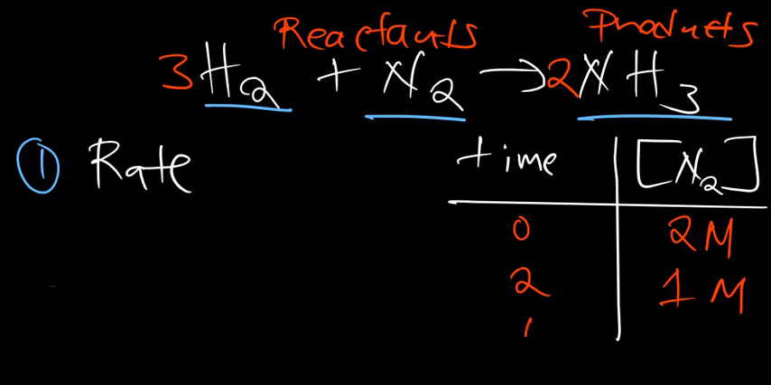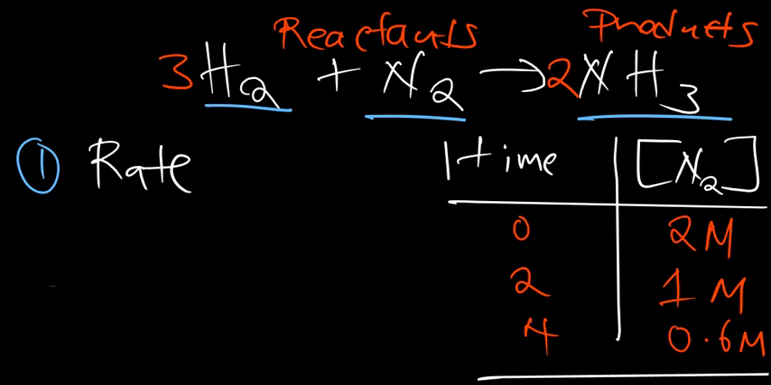After 4 seconds, maybe you can say 0.8, or maybe 0.4. In fact, let me say 0.6. So that's just trying to give you an example. Okay, so this is information about nitrogen. So how would we determine the rate of the reaction based on that simple data there?